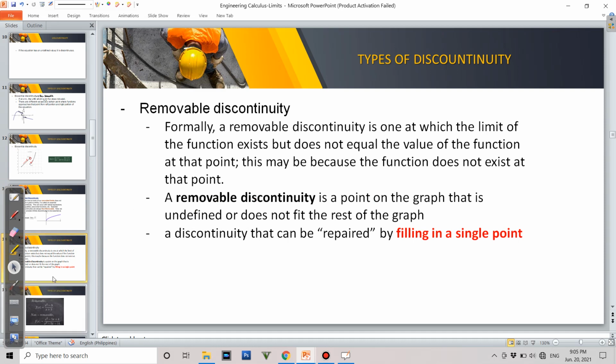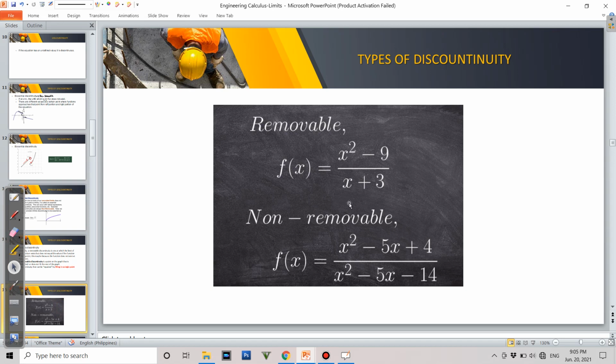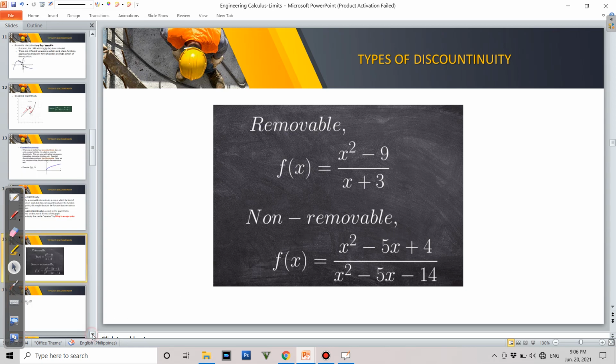Although yung removable, nag-e-exist yung function, at a single point, hindi siya mag-e-exist. As an example here, removable siya. Kasi ito will be having a graph involving this one. However, at x is equal to -3, this will no longer exist. Okay? But if we graph this, may open point dyan na kapag finilan natin yun, it will have a continuity on it. So, that is a removable one. Unlike this, we have no way we can fill that open, or we can repair the function in order for that function to be continuous.